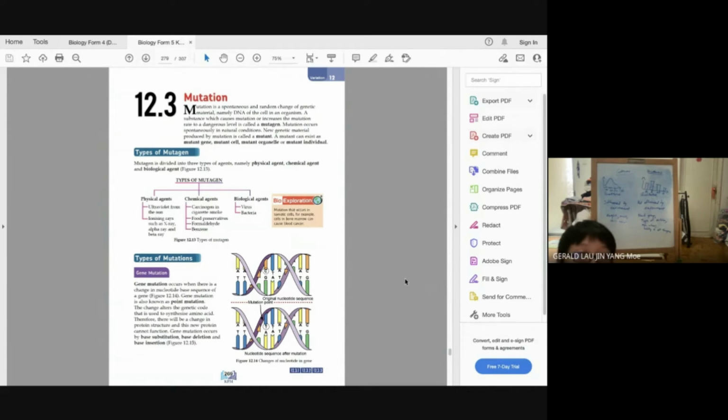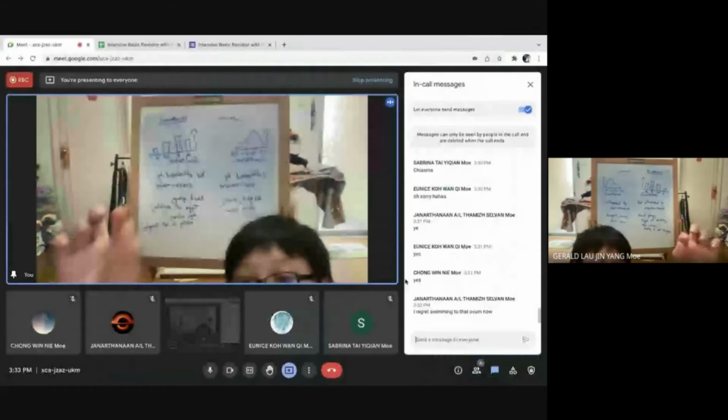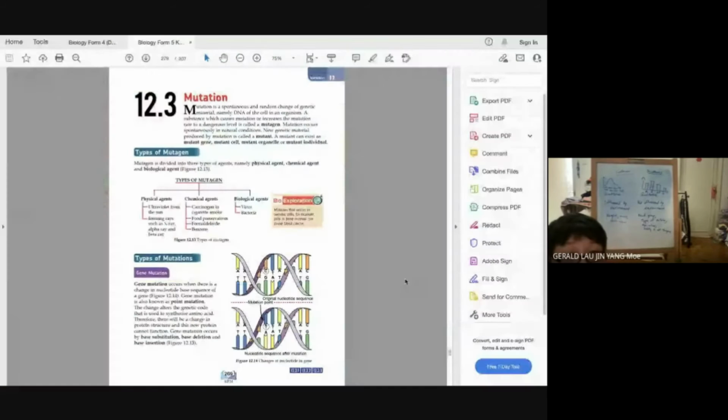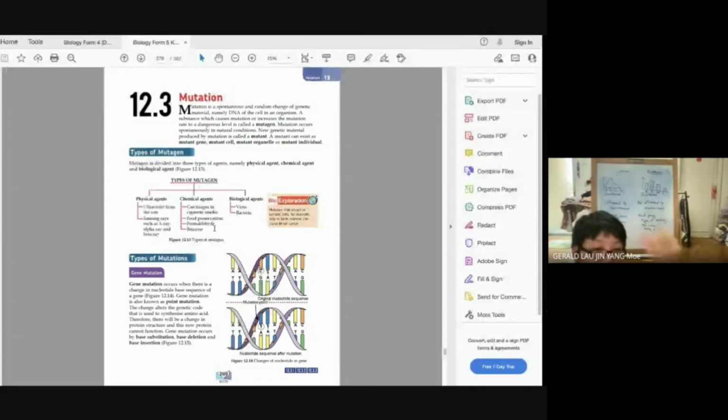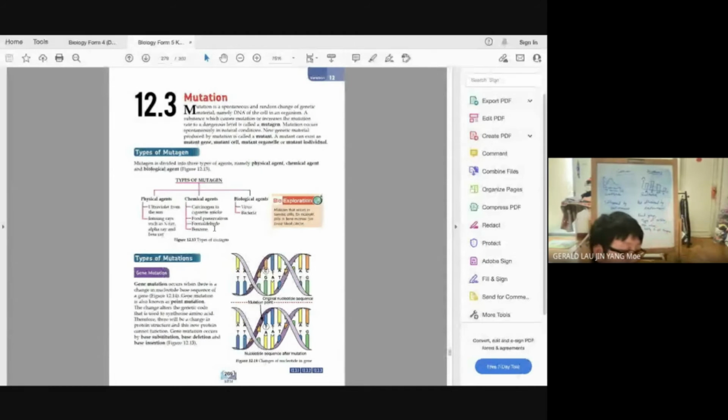So the mutant can be because of the gene, the cell, the organelle, the individual, the organ, the tissue. So for mutagen, you have three types: one is physical, one is chemical, one is biological. Physical agent is basically your UV ray or other radiation. Your radiation will affect the cell division and the growth of your cell, so it will cause mutation.